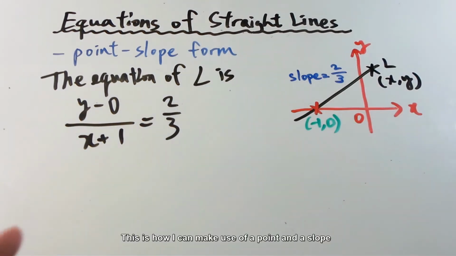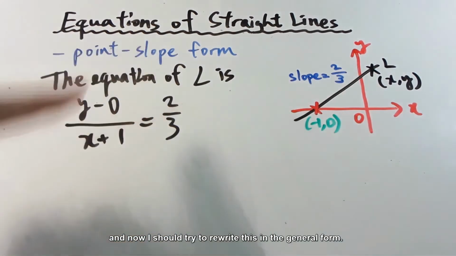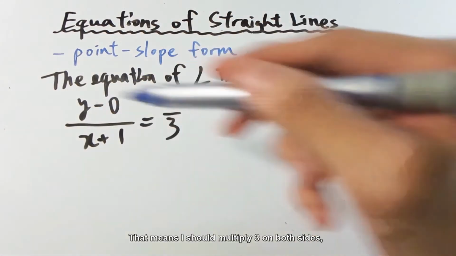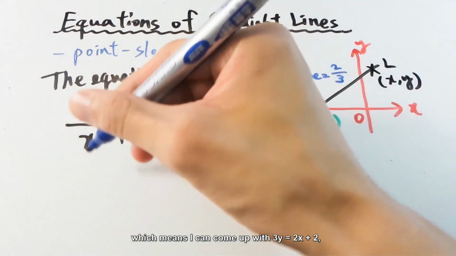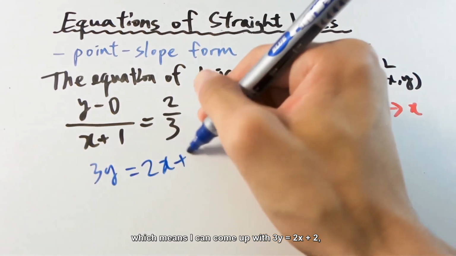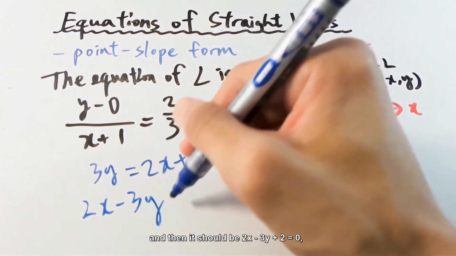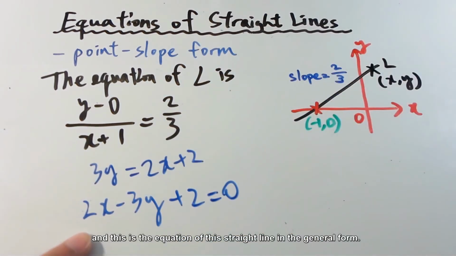This is how I can make use of a point and a slope to find the equation of this straight line. Now I should try to rewrite this in the general form. That means I should multiply 3 on both sides and then multiply (x + 1) on both sides, which gives 3y = 2x + 2. And then it should be 2x - 3y + 2 = 0. And this is the equation of this straight line in the general form.